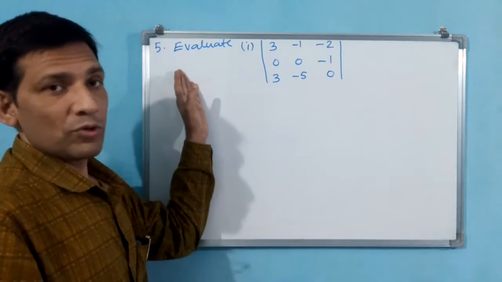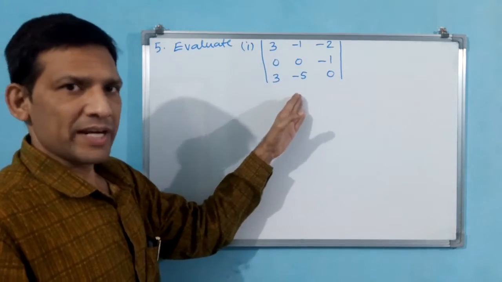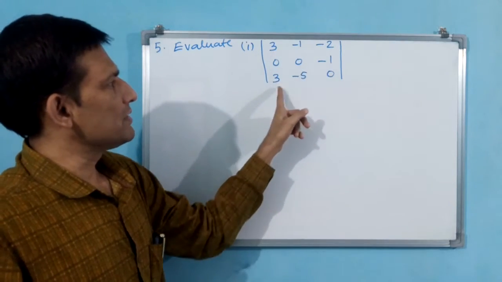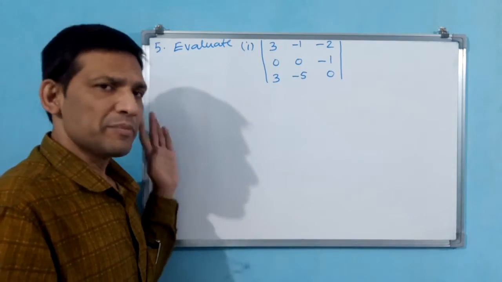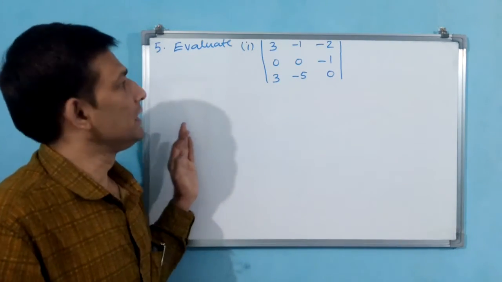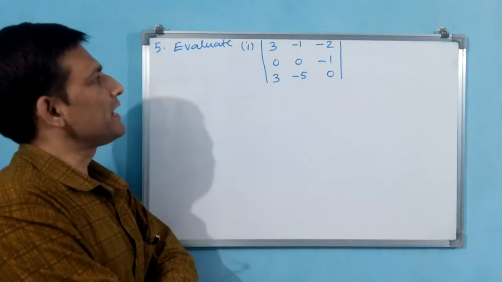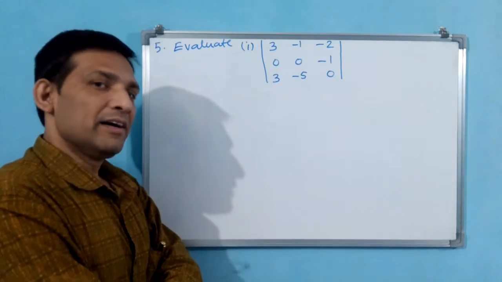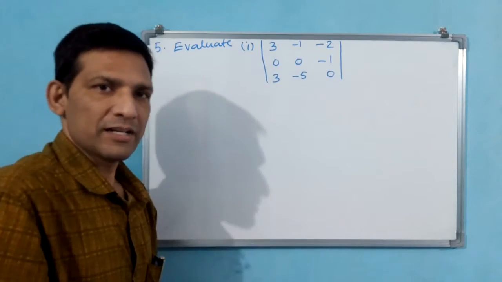See, fifth question, first part. Evaluate the determinant. They have given the determinant directly, we can do it: 3, minus 1, minus 2, 0, 0, minus 1, 3, minus 5, 0. They have not given any A, B, C lines. That means you can use the delta symbol. Okay, how to expand? Where are you going to expand? You see, R2 has 2 zeros. Then if you expand by R2, only the minus 1 calculation you can do.